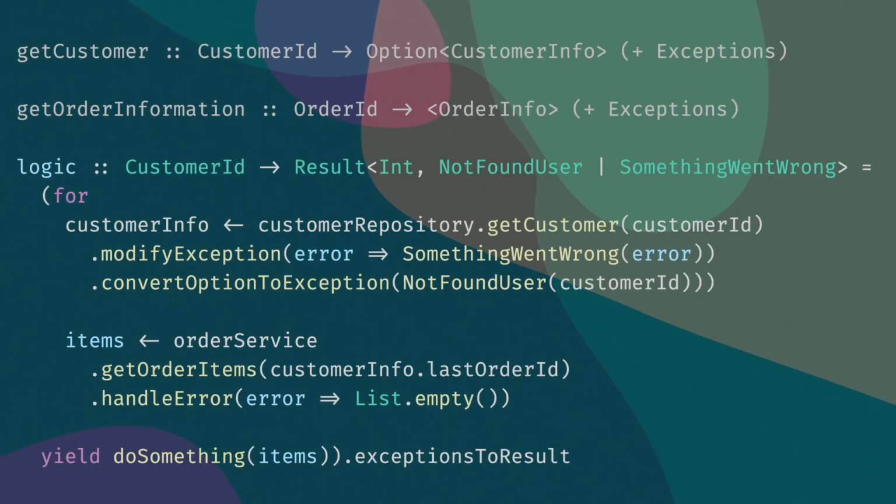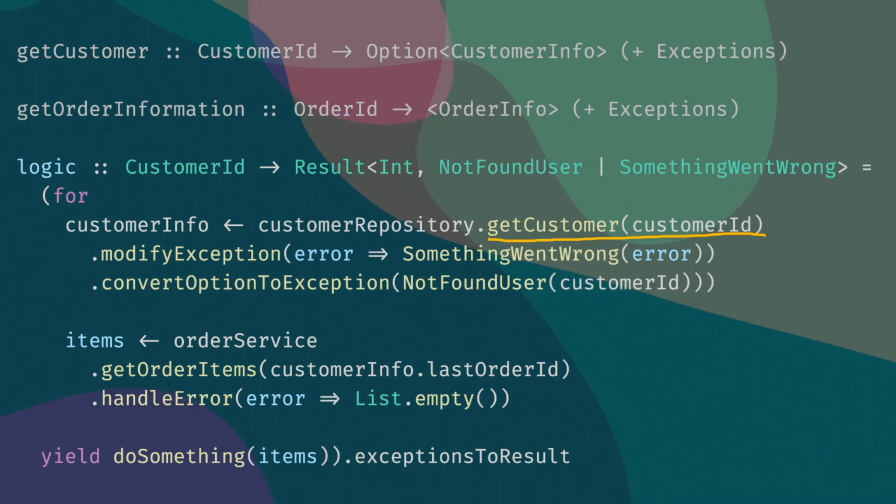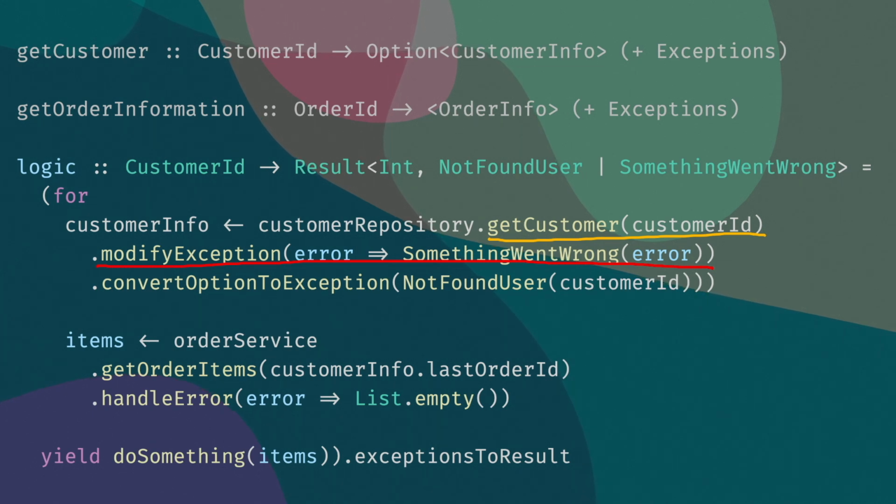Let's look at the concrete pseudocode example. We just saw that the getCustomer returns optional customer info and can throw exceptions. Because there is nothing we can do about database errors, we just wrap it in a custom "something went wrong" error. This way we keep the error details for debugging needs and at the same time signal to the callers of the function that there is nothing specific they can do or worry about.